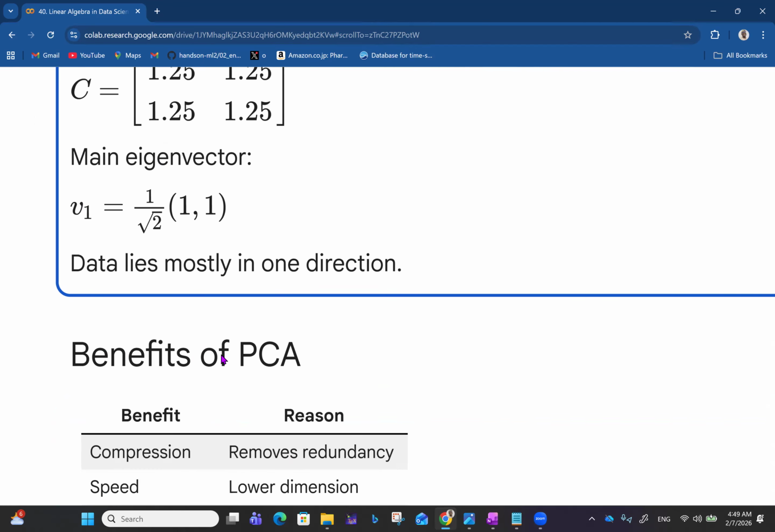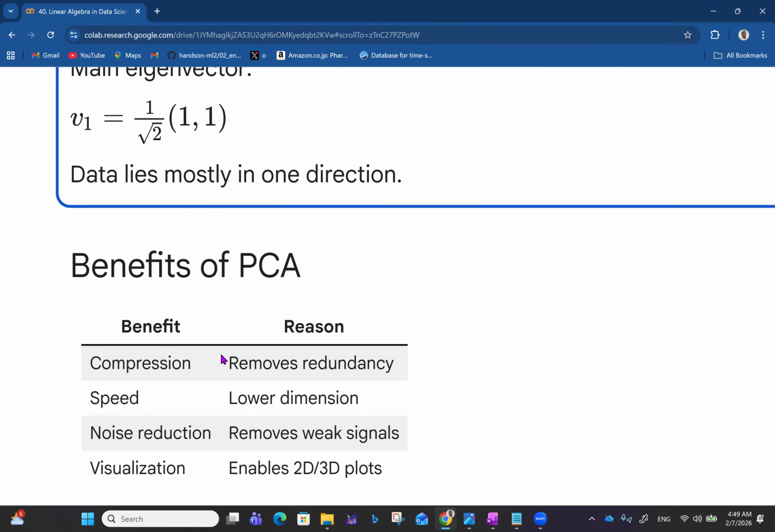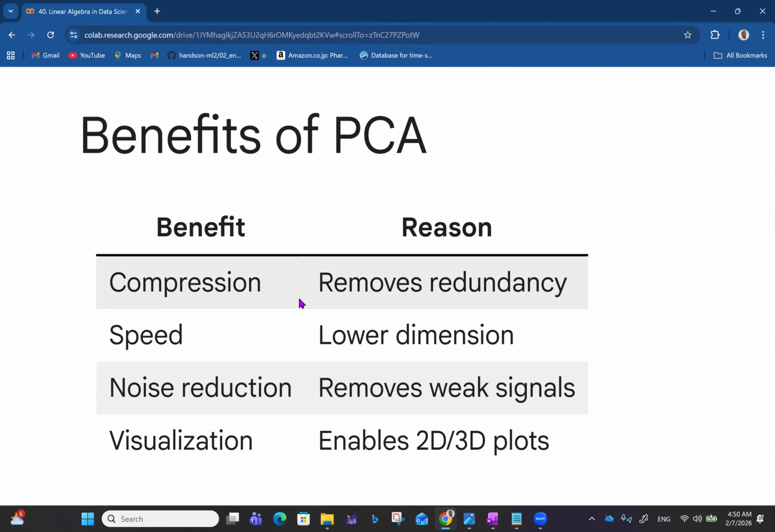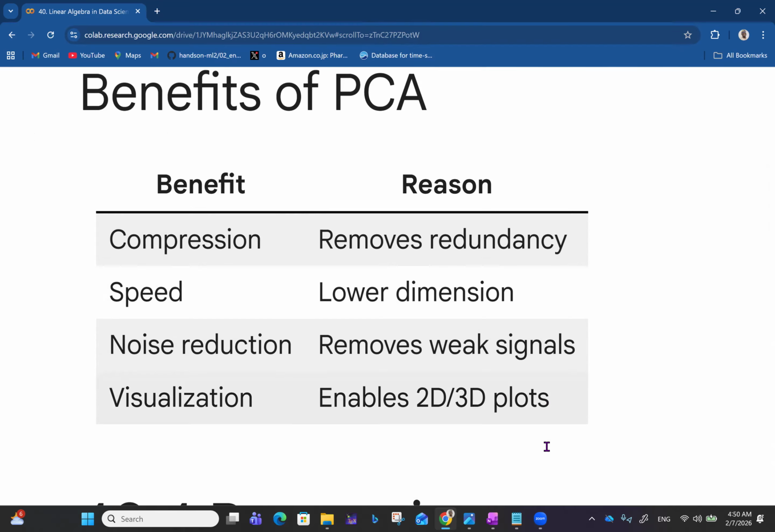So, what are the benefits of principal component analysis? First of all, compression removes redundancy. It's more like when you remove vectors that are multiples of the others, because the essence of that vector would have been captured by another vector. So compression removes redundancy. Then you have speed, which lowers dimension. Noise reduction removes weak signals, and visualization enables 2D and 3D plots like that.